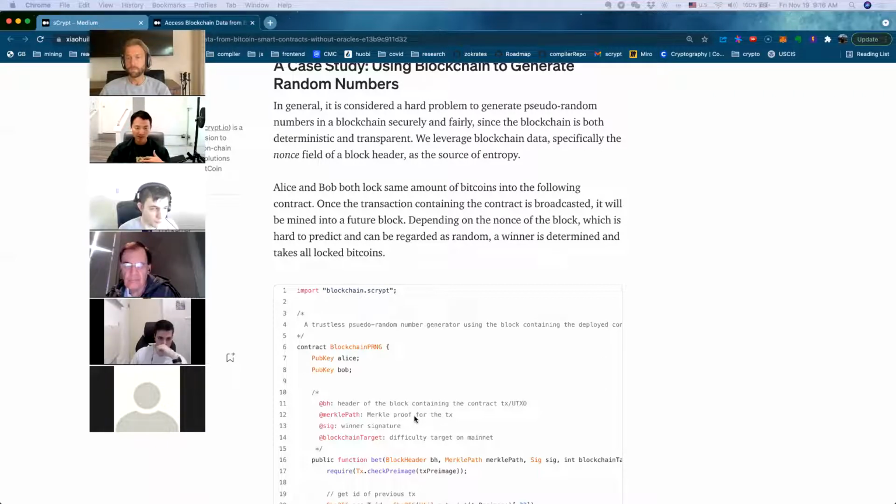For example, here I just use the simplest example. Alice and Bob are betting. They each lock up 1 Bitcoin. They say if the block that mines the transaction containing this contract has a nonce that ends even, Alice wins. Otherwise, if it's odd, Bob wins. This is just a simple case.